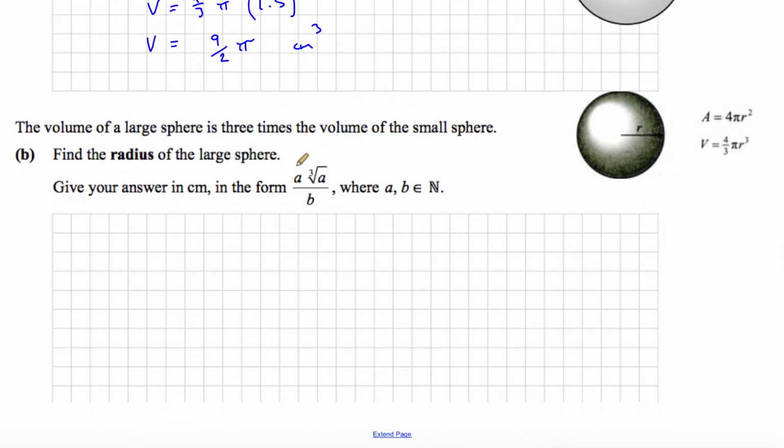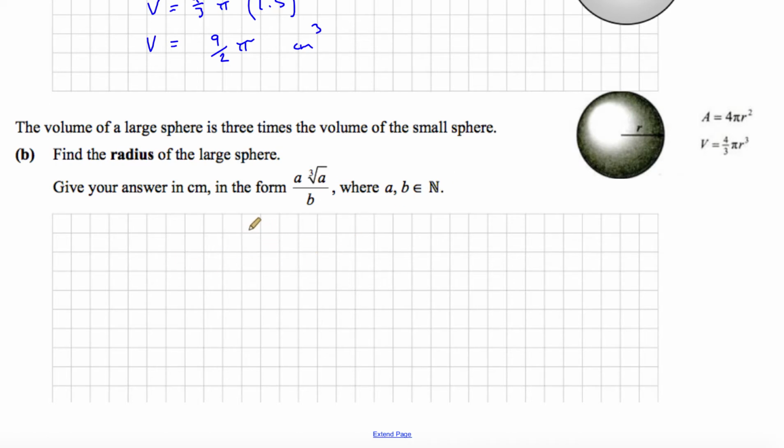Part B, the volume of a large sphere is 3 times the volume of the small sphere. Find the radius of the large sphere. Give your answer in centimeters in the form a cube root a over b, where a and b are elements of the set of natural numbers. Okay, so we're looking for the radius of this large sphere.